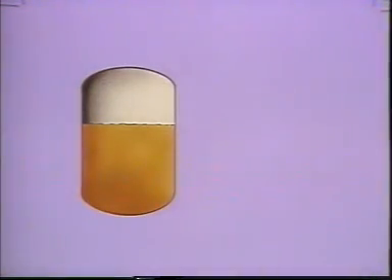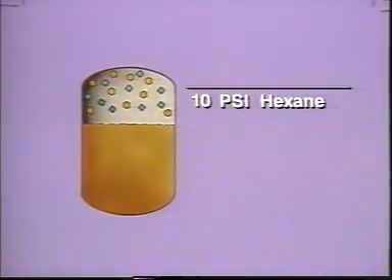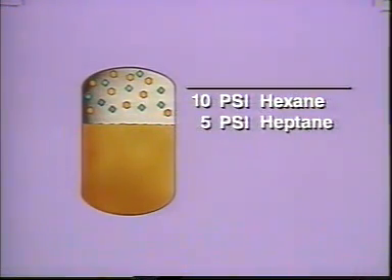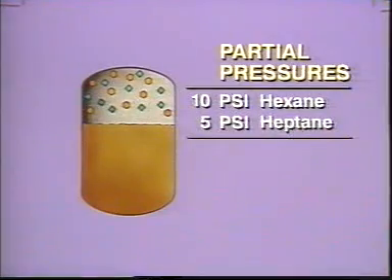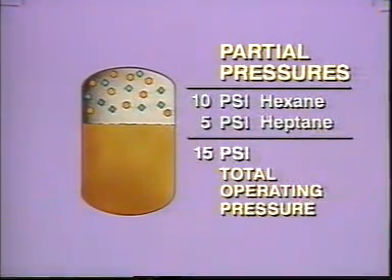Let's take a look at how pressure can be manipulated to improve distillation efficiency. In the gas space inside this container, 10 pounds of pressure is being exerted by hexane molecules, and 5 pounds of pressure is exerted by heptane molecules. These separate pressures are called partial pressures. The total pressure inside a closed vessel is equal to the sum of the partial pressures. So, the total operating pressure inside this container is 15 psi.